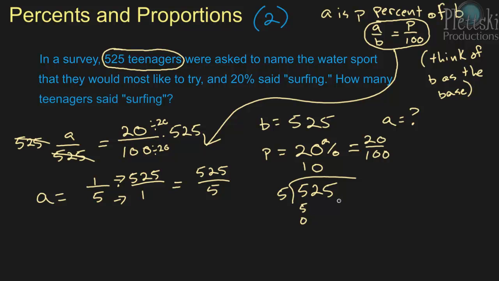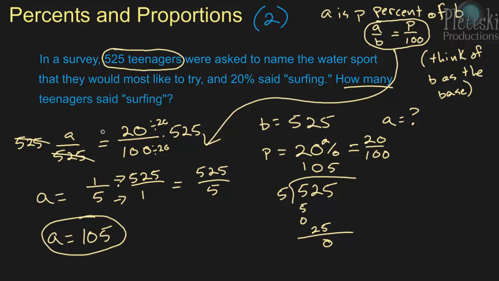And then 5 goes into 25 5 times. And 5 times 5 is 25. So 25 minus 25 is 0. So you don't have a remainder. So A equals 105. So to answer the question, it asks how many teenagers said surfing. Well, 105 teenagers did.